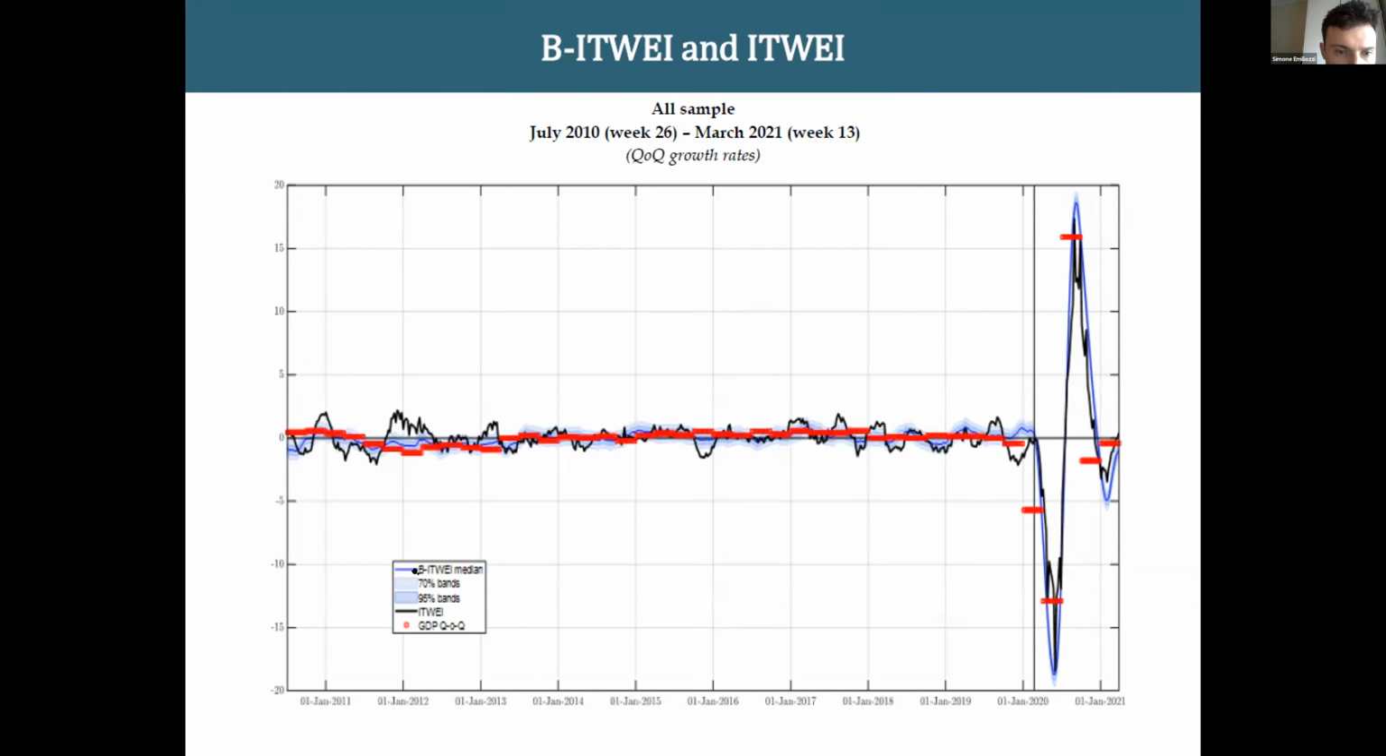Hopefully you can see in blue the median of the index. In light blue and a little bit more dark blue, you find the confidence interval. The black line is our previous indicator, the one estimated with classical methods, with PCA basically, and you can see that it's much more volatile. It has higher variance. So here you see the benefit of putting in the shrinkage, and the red lines are the GDP releases.